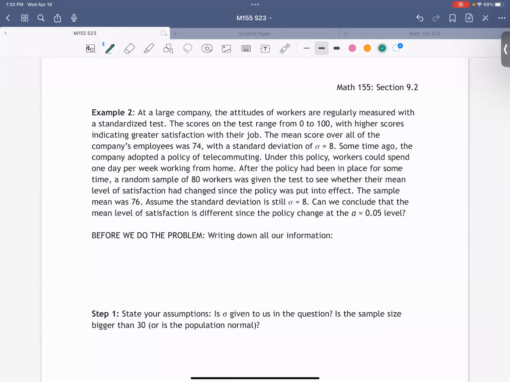The scores range from 0 to 100. That doesn't really matter with the question, so I'm not going to write that down. Let's see, the mean score of all the company's employees was 74. Is that population or sample mean? Population, perfect. I think we're all experts in determining that. With a standard deviation of sigma equals 8. I love it when the question gives us the symbol, right? We don't even have to worry about what it means.